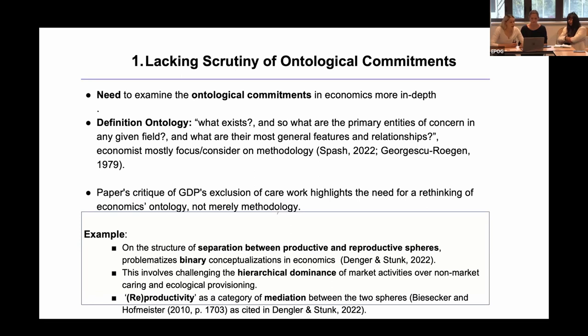So for example, other feminist scholars study the structure of the separation between the productive and the reproductive spheres and problematize this ontological framework, and also not only that it is a binary, but also that we have a hierarchical dominance of market activities over non-market activities. And this view could have also been expressed within the paper, and it would have made the argumentation maybe a bit stronger.